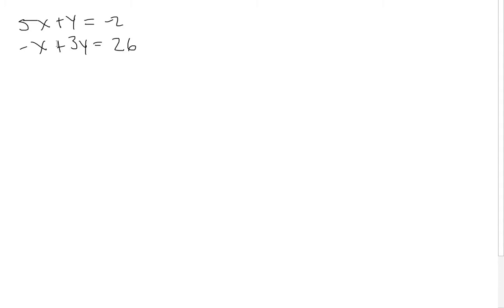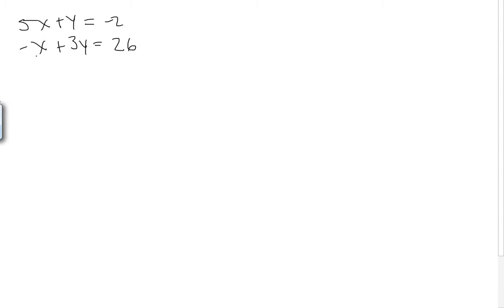All right, 5x plus y equals negative 2, negative x plus 3y equals 26. This is a system of equations in two variables. If I can find x and y here, then I can go back to one of the originals and plug them in to solve for z. So it's up to you. Remember, you can eliminate x's or y's.